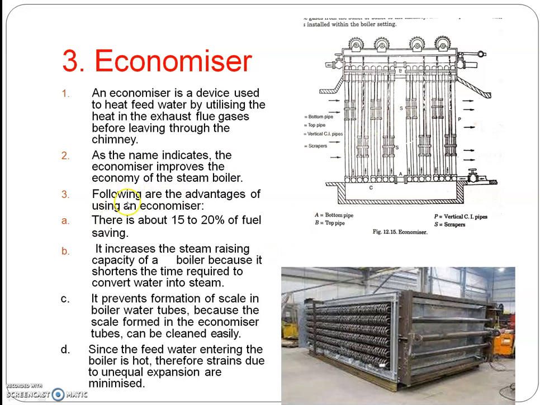The economizer has the following advantages. About 15 to 20% of fuel is saved. It increases the steam raising capacity of a boiler because it shortens the time required to convert water into steam. It prevents the formation of scale in boiler water tubes because the scale formed in the economizer tubes can be cleaned easily with the help of the scrubber. Since the feed water entering the boiler is hot, strains due to unequal expansion are minimized. Here are the photographic view and the schematic view of the economizer.